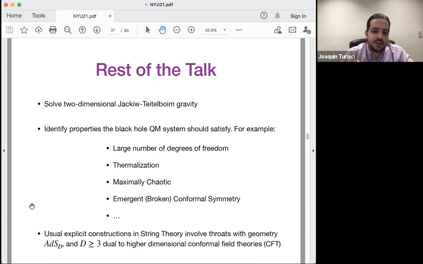Because then if you understand AdS2 better, then you can glue it to asymptotically flat or AdS or whatever you want. Given that we know that the universe is not asymptotically AdS. But of course, this will be very useful theoretically to make progress.